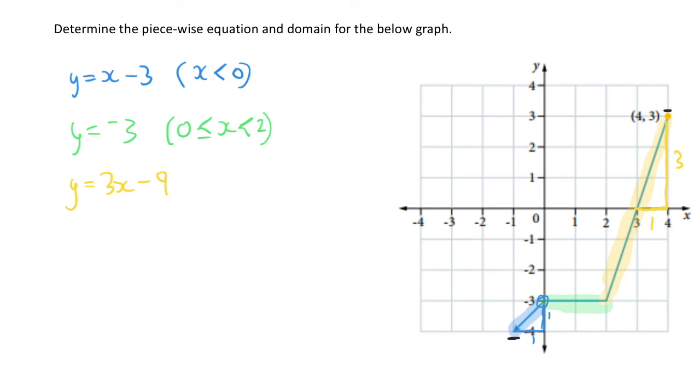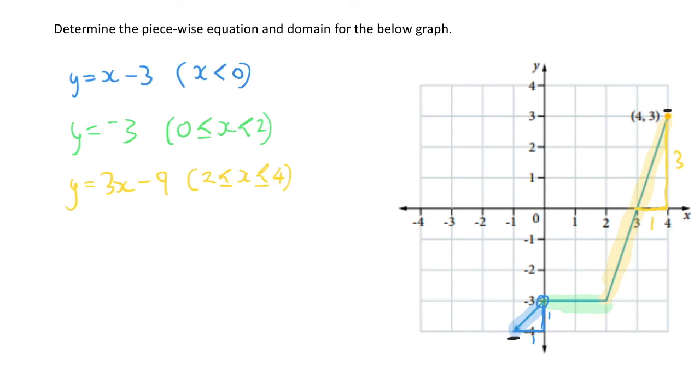Adding in my domain, it occurs between 2 and 4, and there's a definite endpoint. So my domain is going to be when x is in between 2 and 4. Because it has a definite endpoint, my final sign is going to be smaller than or equal to, indicating that is the definite endpoint.